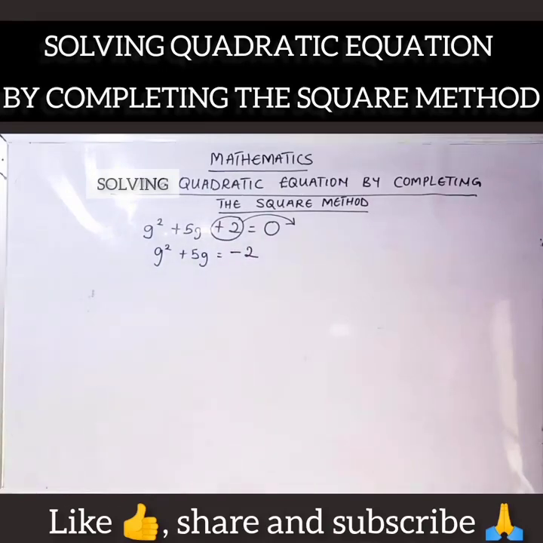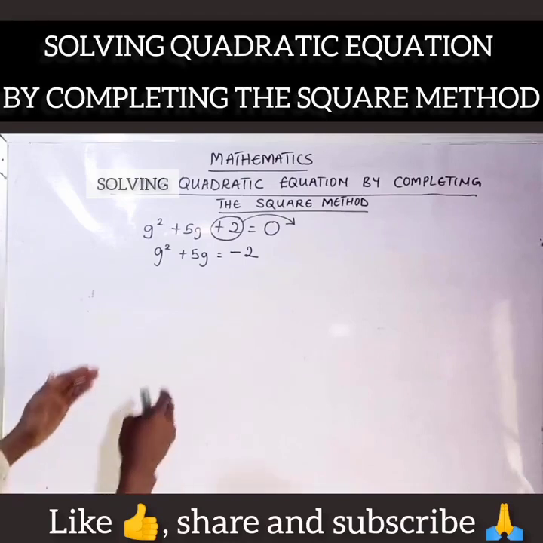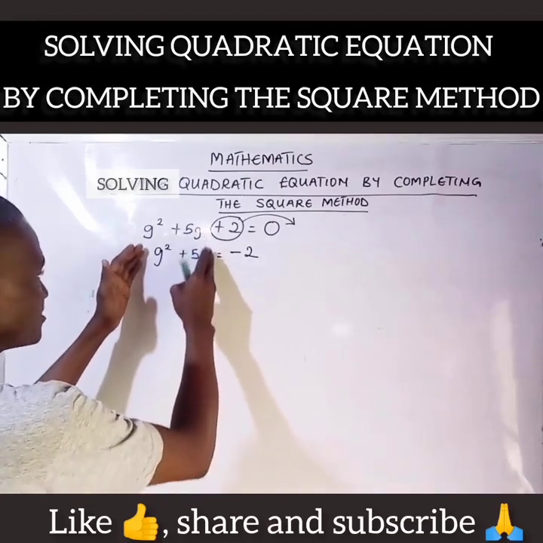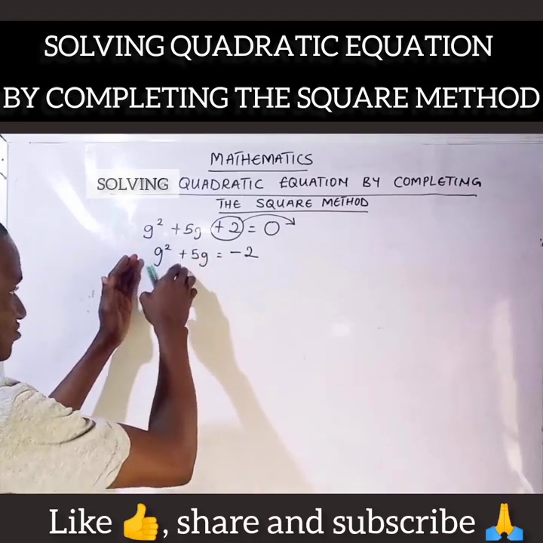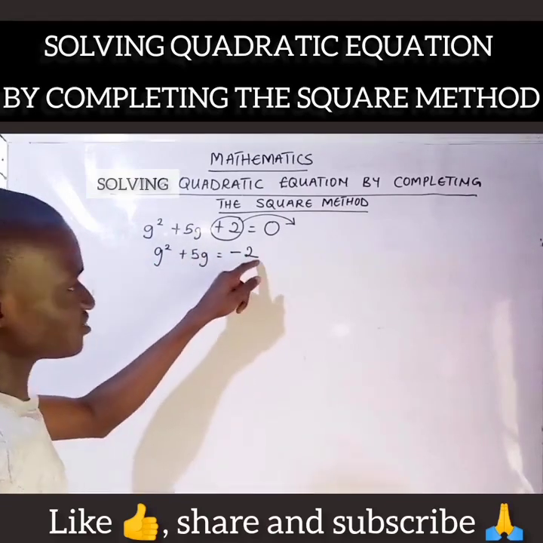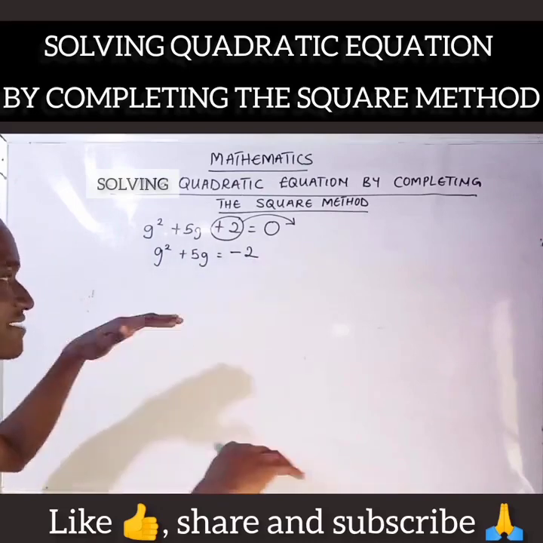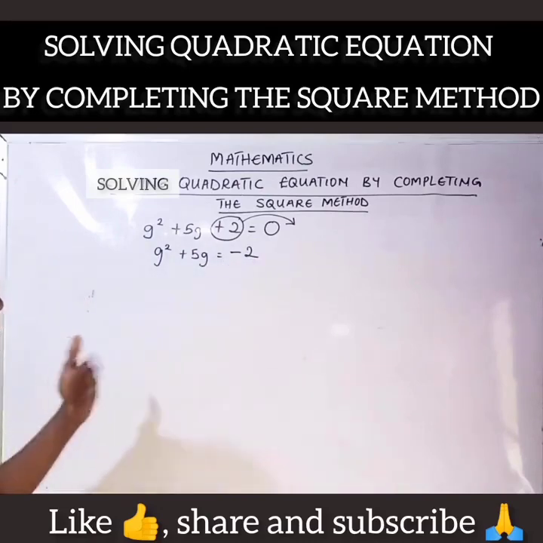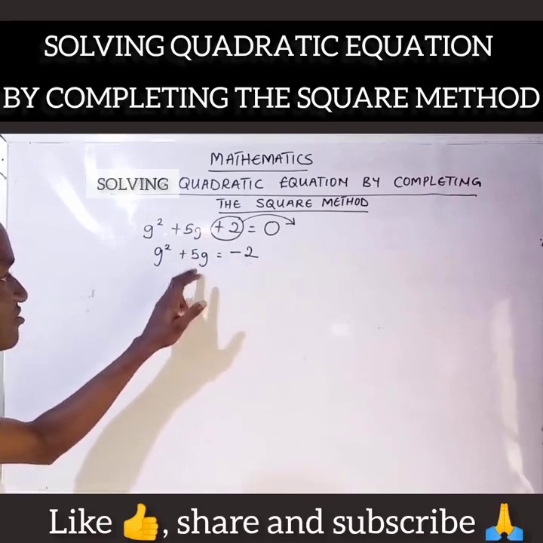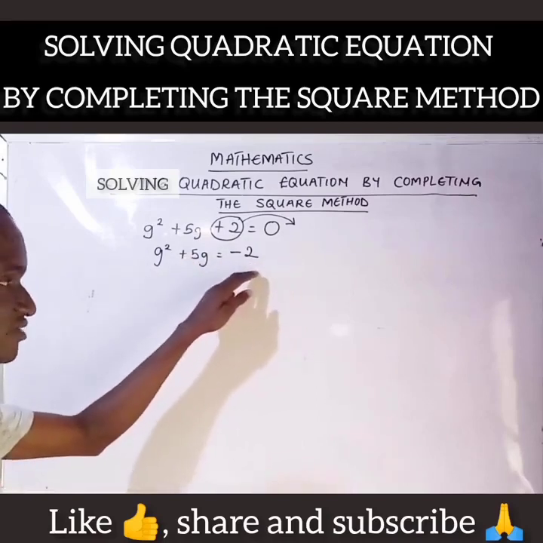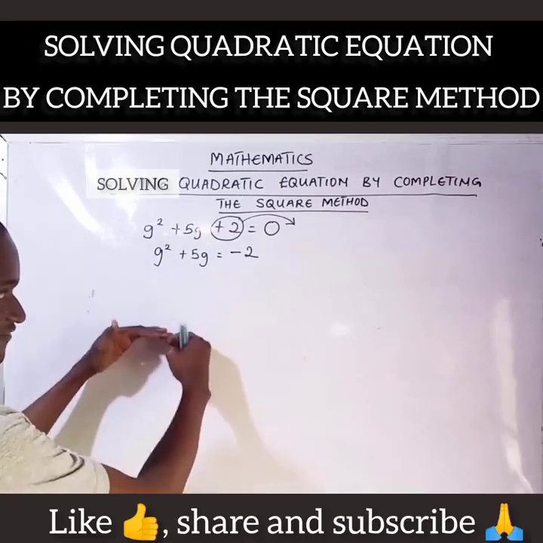Now, the next step I'm going to take is I am going to complete the square for this side, which is the left hand side. And whatever I add to this, I will also add it to the right hand side so that I can balance the equation. You know, if we say these two sides are equal to each other, if I add something to this side and I fail to add it to this side, then that means this side will be heavier than this.